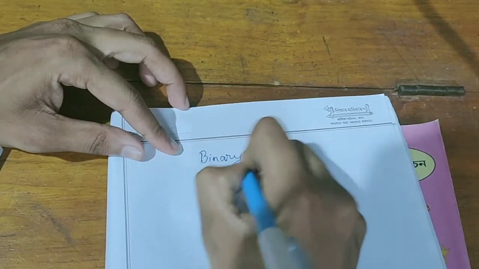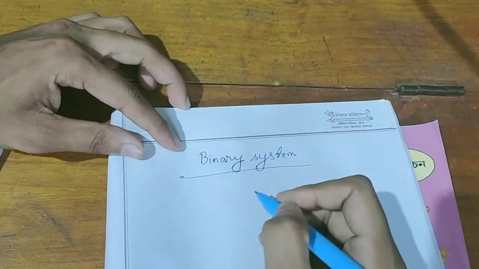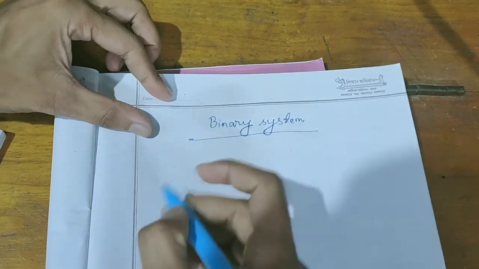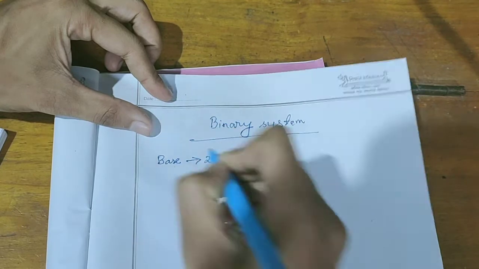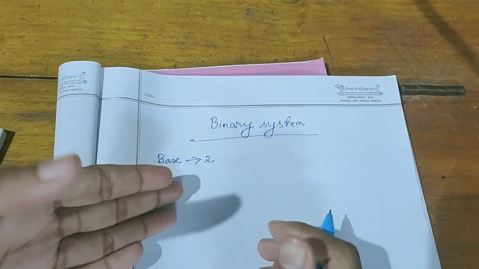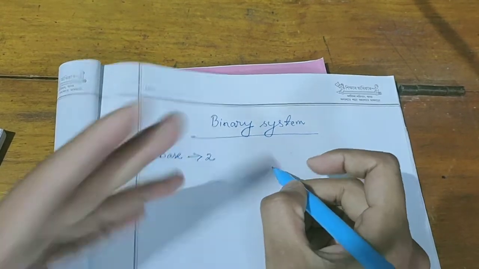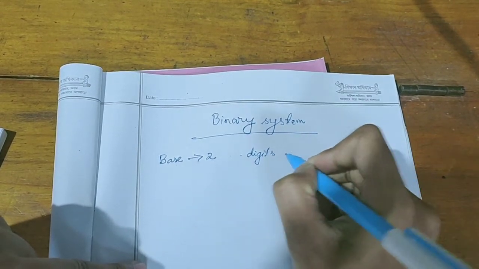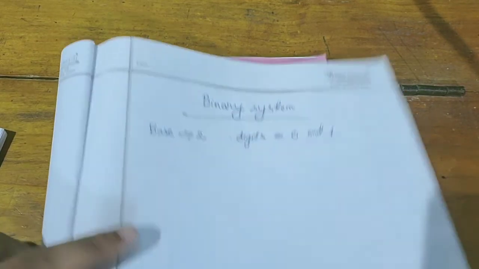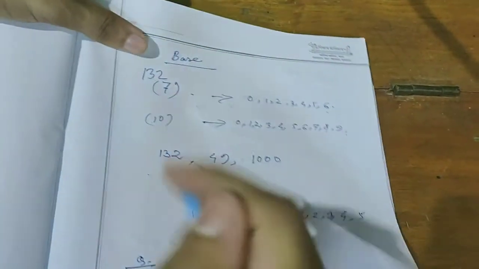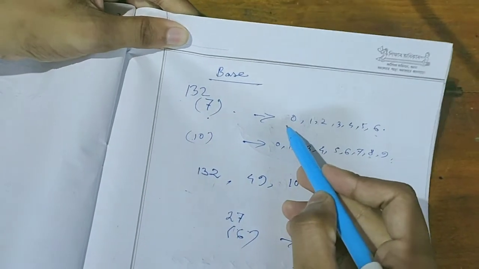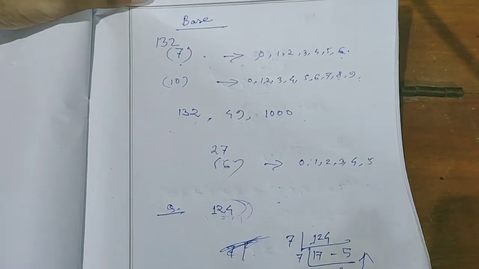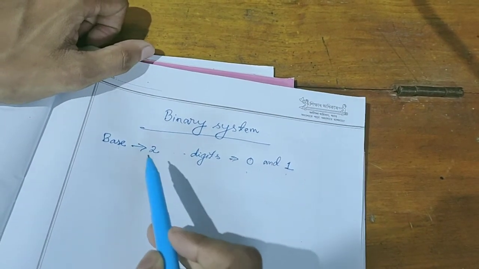Now let's come to the binary system. The binary system is a system where the base is 2. Since the base is 2, that means we can only use two digits, and the digits are 0 and 1. See here, the base was 7, so the digits were from 0 to 6. So in the binary system, the digits are only 0 and 1, because we can use only 2 digits.